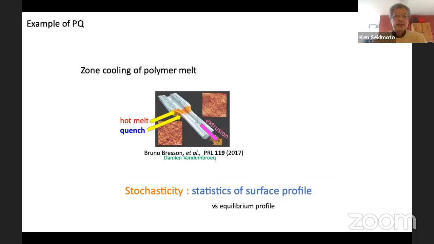Several years ago, an experiment by Damian van den Broek and colleagues was done on the zone cooling of polymer melt. From the hot melt of the polymer, they extract a string of polymer. After the extrusion, it is quenched, and they studied the statistics of the surface profile after the quenching, and then compared it with the equilibrium profile. So for me, this is a kind of progressive quenching.